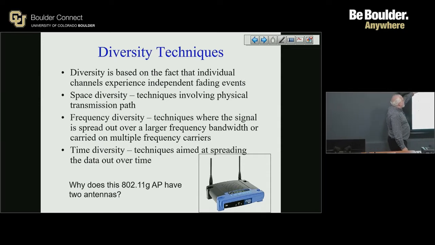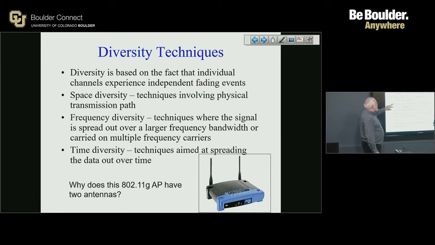And then more detail here on diversity. Individual spatial channels experience different fading events. Like we saw last time, 2 different antennas are going to see different channels if they're more than half a wavelength apart. So I can have space diversity, frequency diversity, or time diversity, which is why, if you look at these access points, they have multiple antennas. Now, today, we have multiple antennas in there to do beamforming as well.